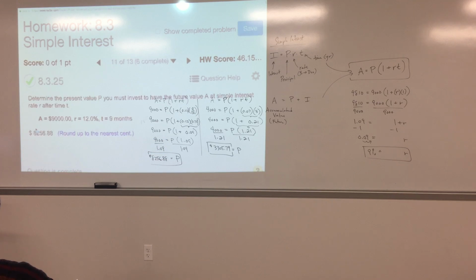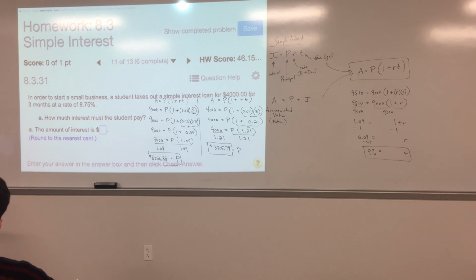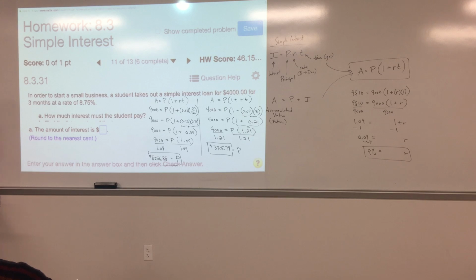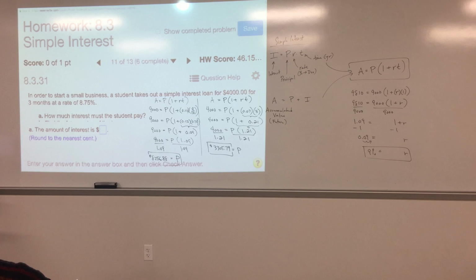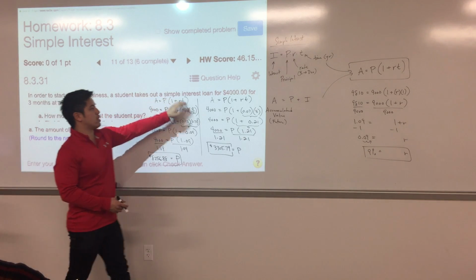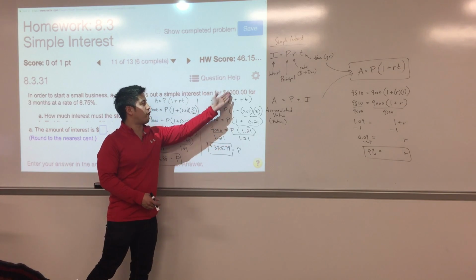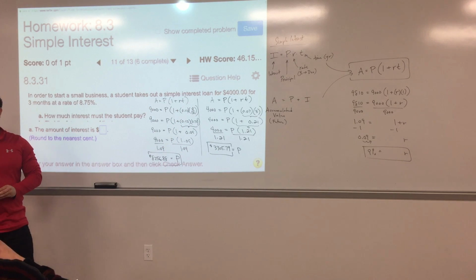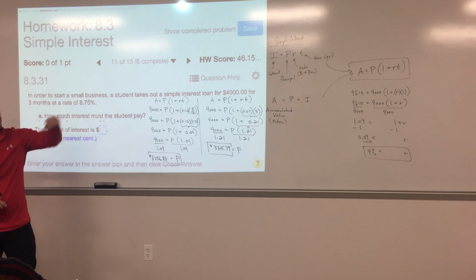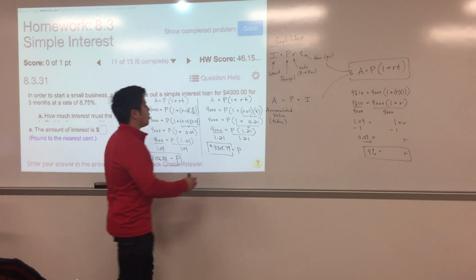Fantastic work. All right. Now let's take a look here. Here's just a basic application of everything that we've been doing. The only difference here is they're stating all these things in a sentence. Let's see the connection. In order to start a small business, a student takes out a simple interest loan for $4,000. That $4,000, what is that? Which variable is that? It's your principal.